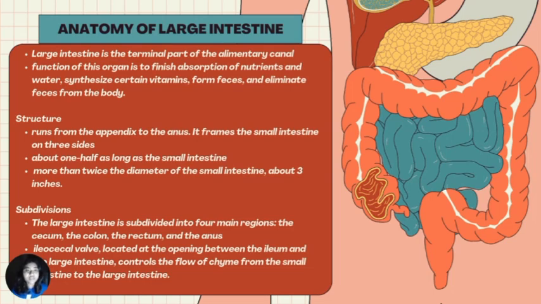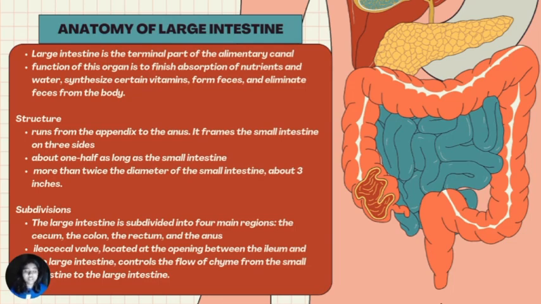So, for the structure of the large intestine, it runs from the appendix to the anus, frames the small intestine on three sides, and is about half as long as the small intestine, and it is also more than twice the diameter of the small intestine, which is around 3 inches.